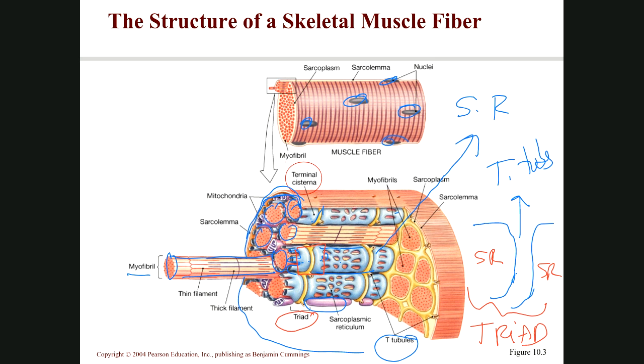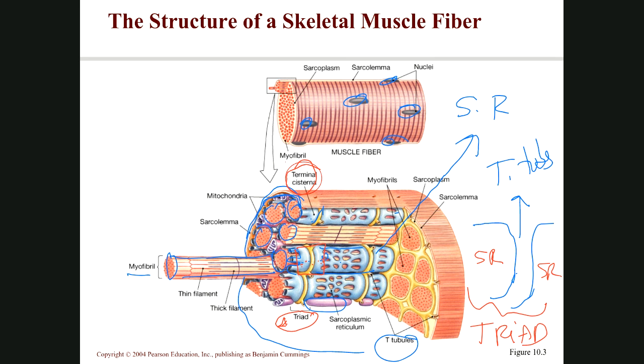It is not found in any other type of muscle. Cardiac muscle doesn't have it. Smooth muscle does not have it. So this is unique to skeletal muscle, which tells you this has something to do with the unique physiology of the muscle. The area of the sarcoplasmic reticulum that flanks the T-tubules on either side is called the terminal cisternae. So we essentially have one terminal cisterna, a T-tubule, and another terminal cisterna.